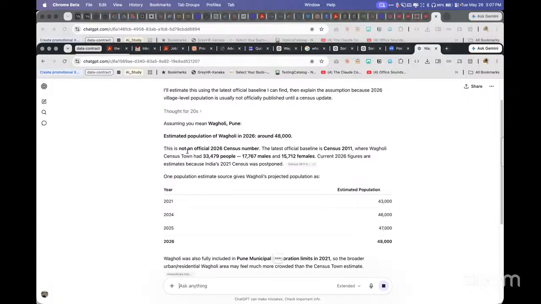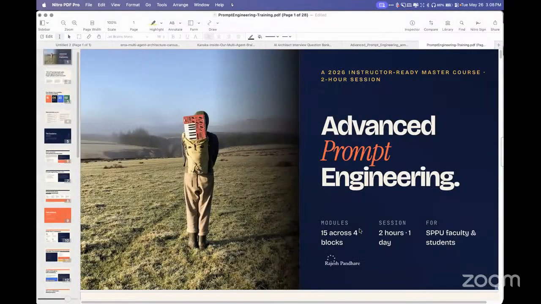Here, the LLM has used a census record of 2011, added a 2% per year increase, and given a 2026 answer of 48,000. But if you actually look at today's population of Wagholi village, the difference is very vast. That's why we need to understand that the LLM will always do some hallucination. The basic rule when we give some work to an LLM is that we first need to understand the work, and we need to know the outcome of what we have given to the LLM.